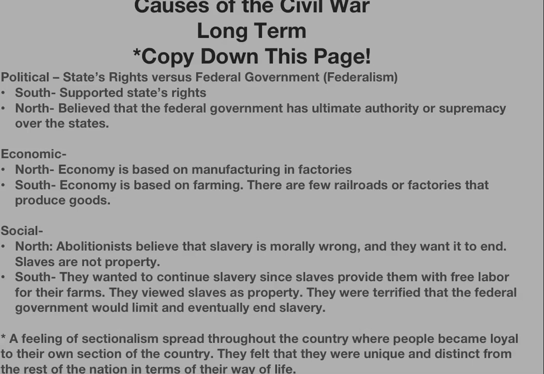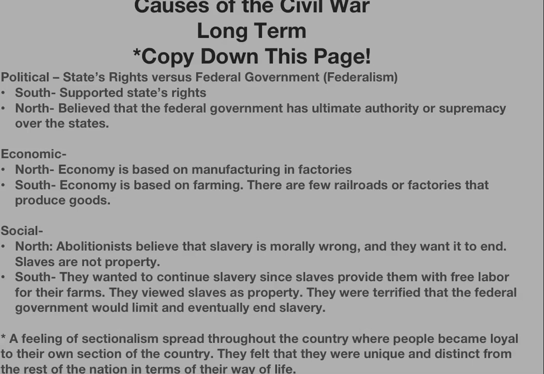Now, once you get to be a junior and you take government or AP government, you're going to learn about a concept called federalism, which really is about the true division of power. And this issue constantly came up in the antebellum period. The South believed in a concept known as states' rights, where they felt that they had control over their own local government, their state government, and that the federal government really didn't apply to them. It couldn't tell them what to do.